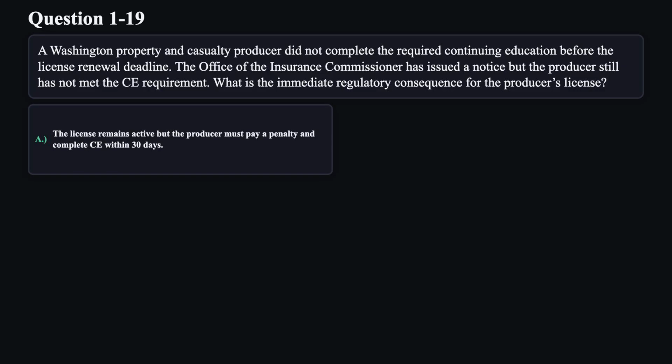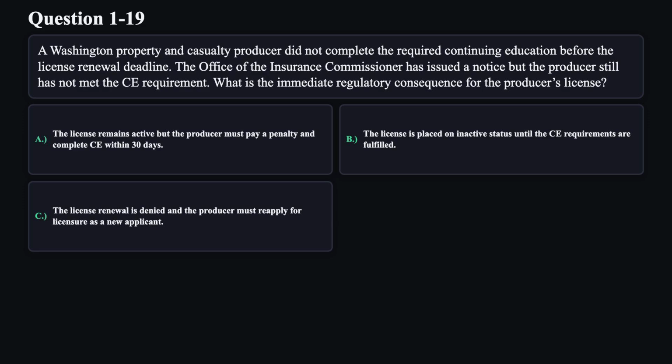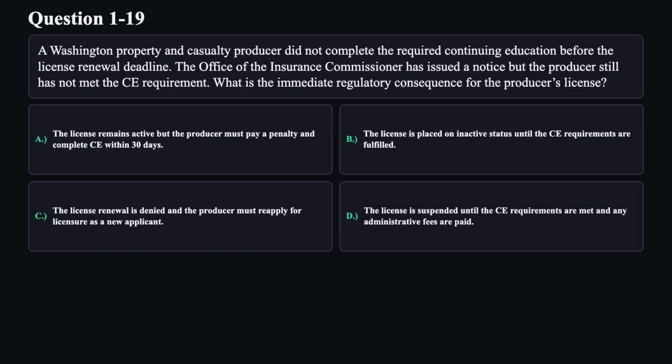A. The license remains active, but the producer must pay a penalty and complete CE within 30 days. B. The license is placed on inactive status until the CE requirements are fulfilled. C. The license renewal is denied, and the producer must reapply for licensure as a new applicant. D. The license is suspended until the CE requirements are met and any administrative fees are paid.